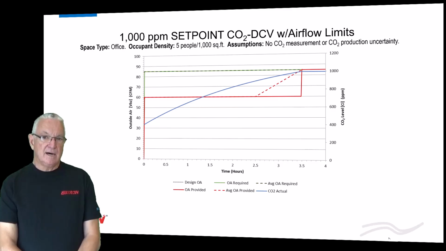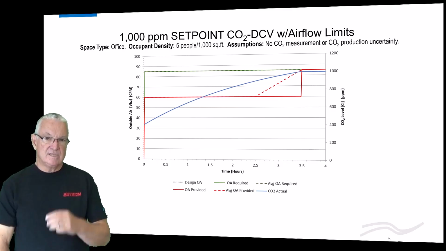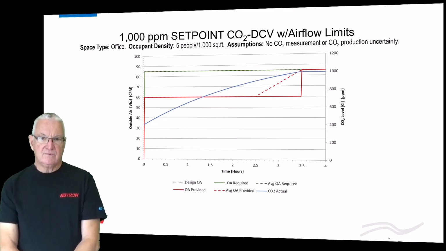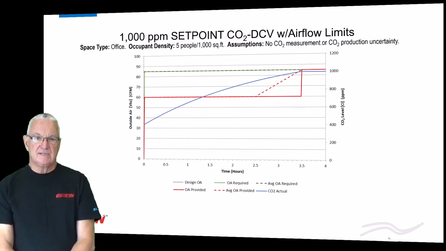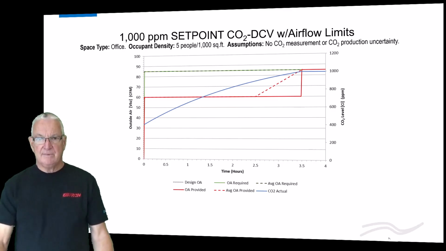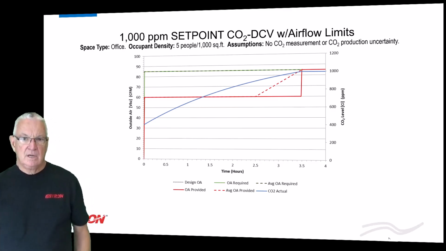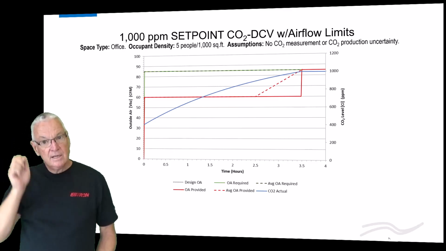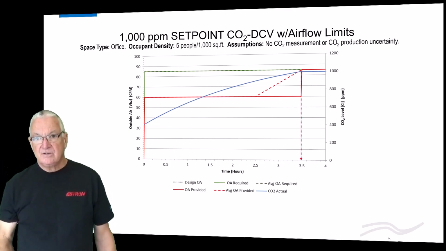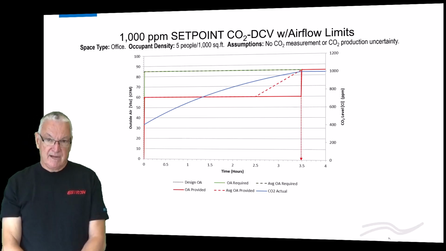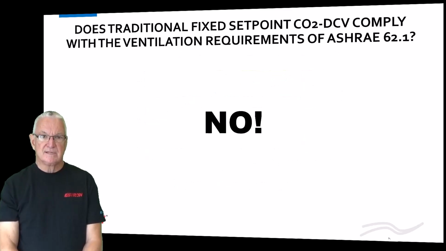Okay, and then I've seen people apply CO2 DCV on an office. You should never do that. It doesn't work very well in low occupant density spaces. Here I've got 5 people per 1,000 square feet in this office. It's not even low occupant density. It would be worse if it was even lower. But I got 5 people per 1,000 square feet, and basically it took 3.5 hours before you brought in the right amount of outdoor air. It just shouldn't be applied on low occupant density spaces.